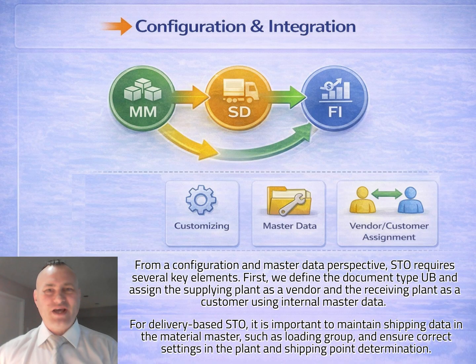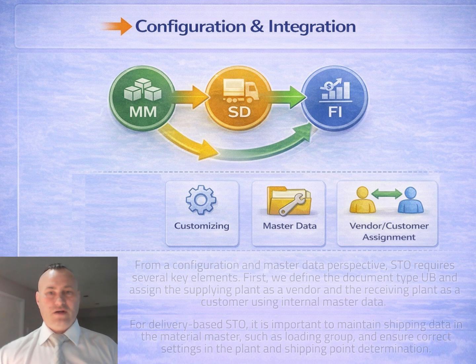From a configuration and master data perspective, STO requires several key elements. First, we define the document type UB and assign the supplying plant as a vendor and the receiving plant as a customer using internal master data. For delivery-based STO, it is important to maintain shipping data in the material master, such as loading group, and ensure the correct settings in the plant and shipping point determination.